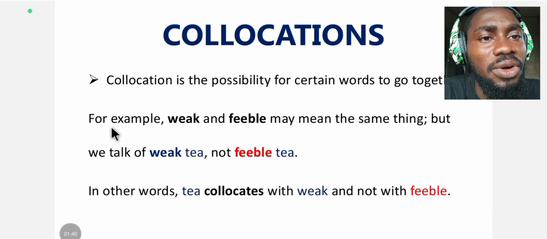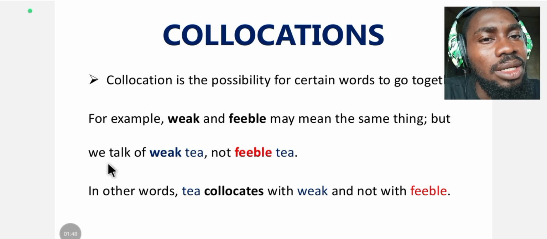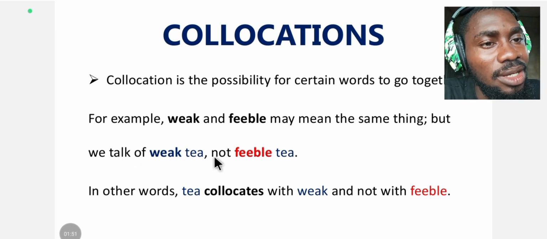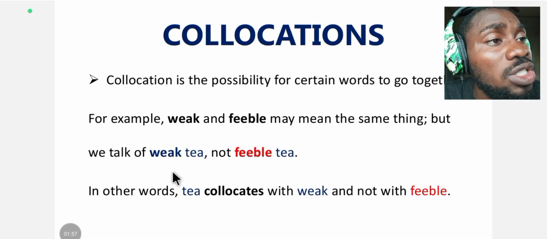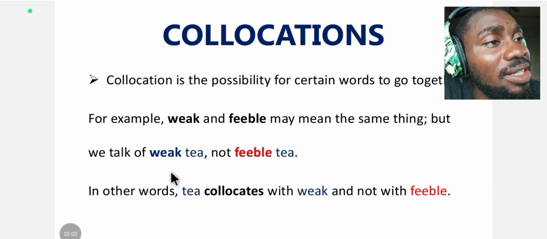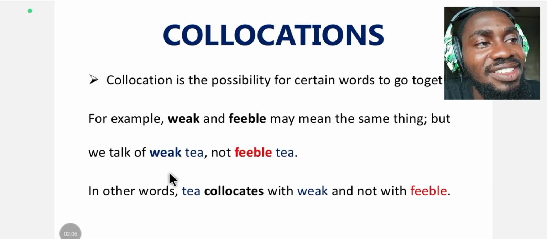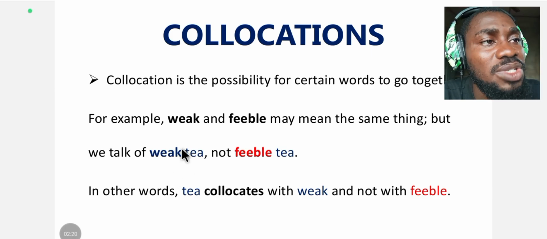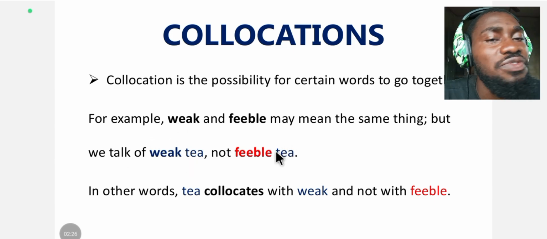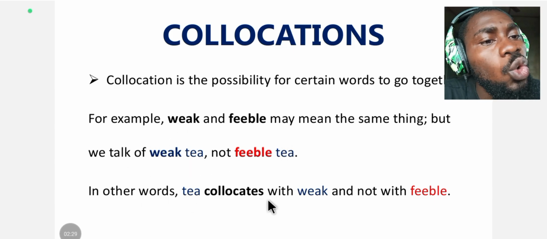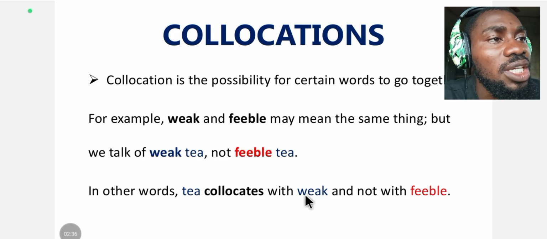For example, weak and feeble may mean the same thing, but we talk of weak tea, not feeble tea. Take note of the color codings. We talk of weak tea, not what? Feeble tea. They mean almost the same thing, but we say weak tea, and we don't say feeble tea. If you say feeble tea, it sounds clumsy. It sounds vague. In other words, tea collocates with weak and not with feeble.